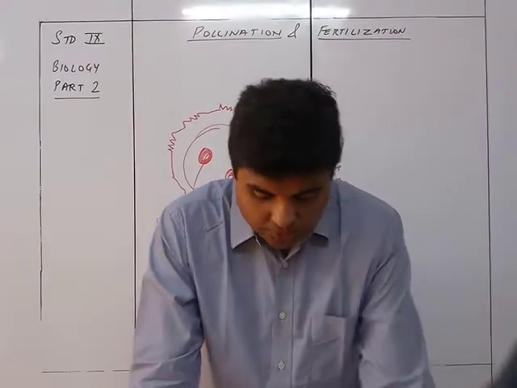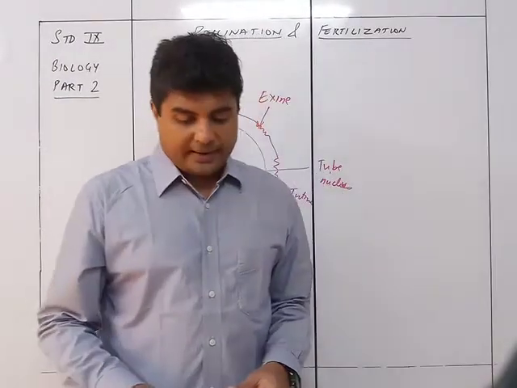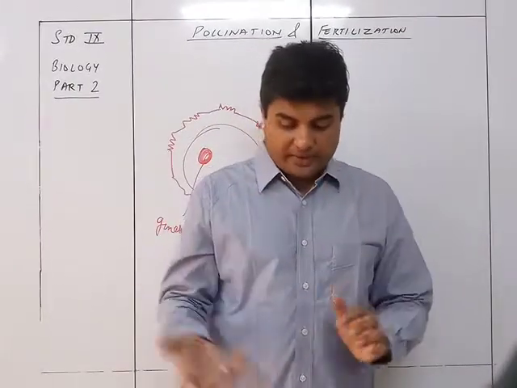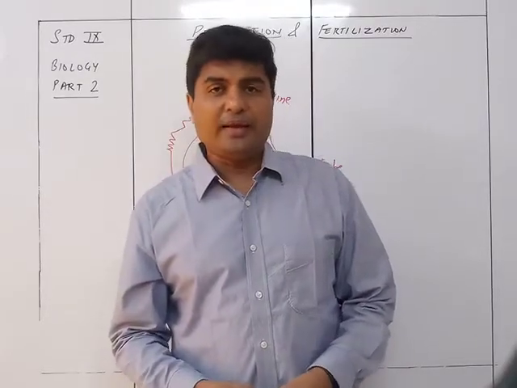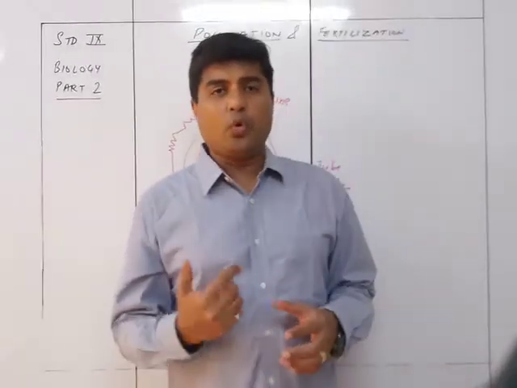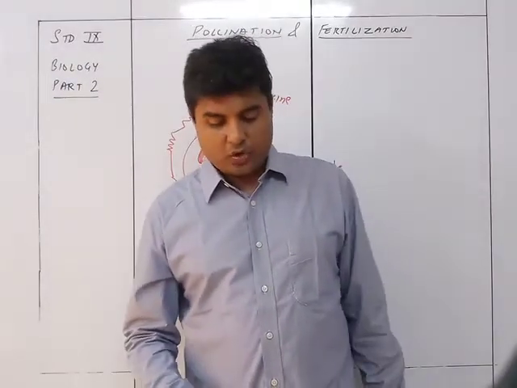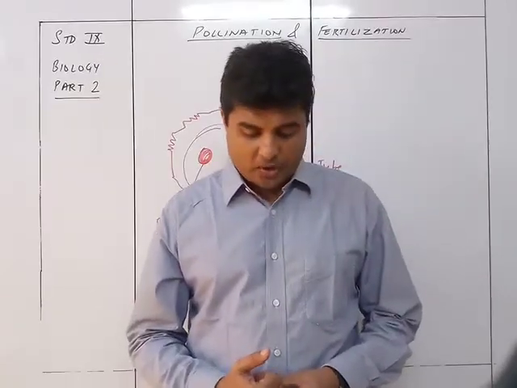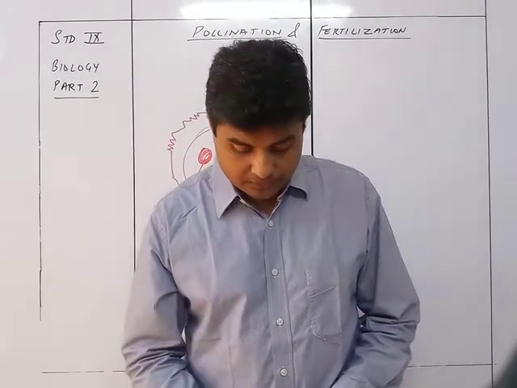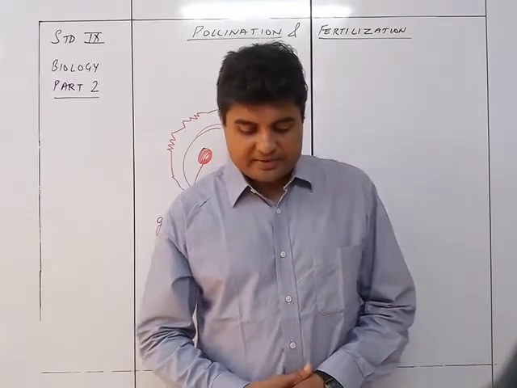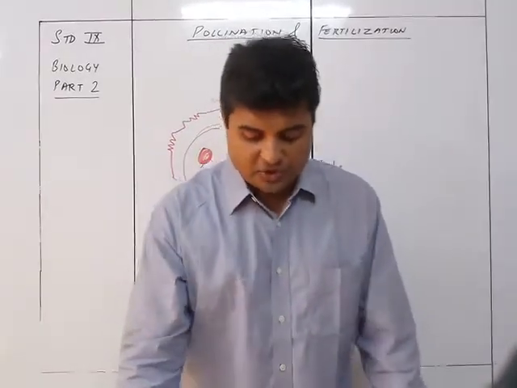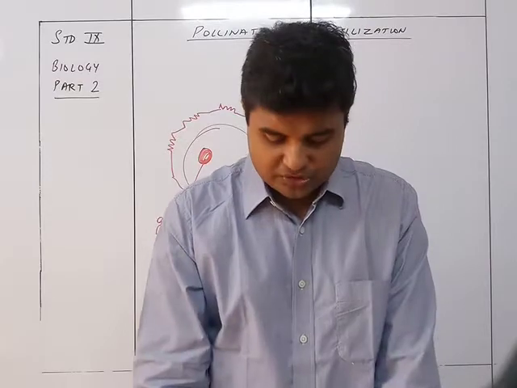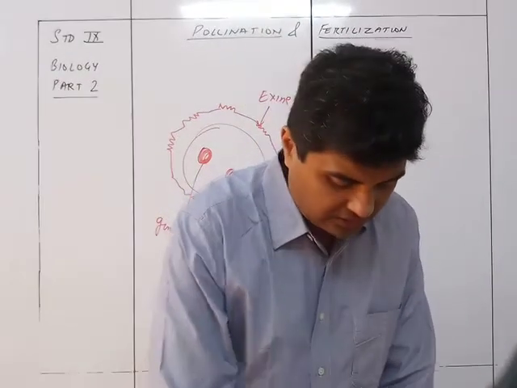So each ovule has got one or two protective coverings, called the integument, and that protective covering has one opening, called the micropyle. So the micropyle is a small opening through which the pollen tube can enter into the ovule. Enclosed by the integument is the nucellus, a mass of food-laden cells, and further inside the nucellus is the embryo sac.